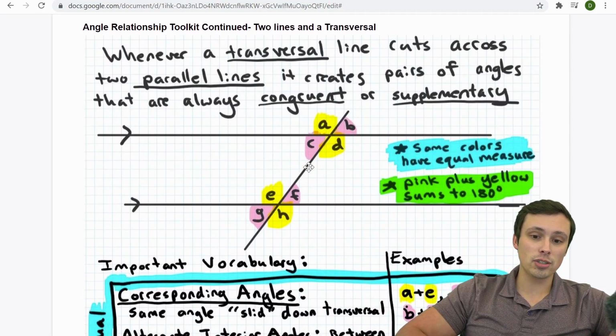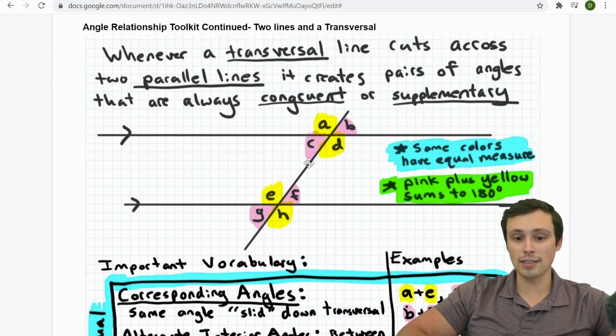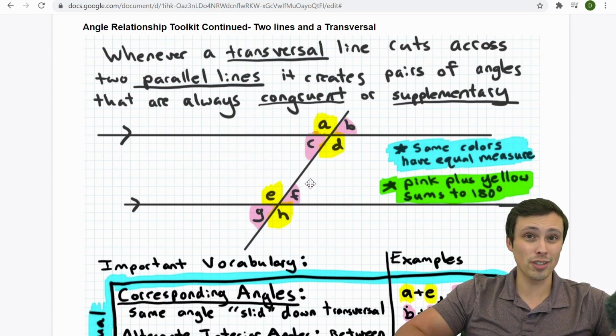Now, there's also this transversal line, the line cutting across the two parallel lines. If you talk about any two angles, they're either on the same side of it or they aren't. If they're on the same side, we call them same side angles. If they are on opposite sides or different sides of the line, we usually use the word alternate. So they're on alternate sides of the line.